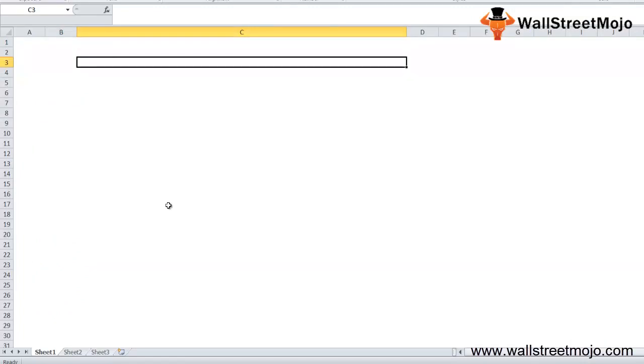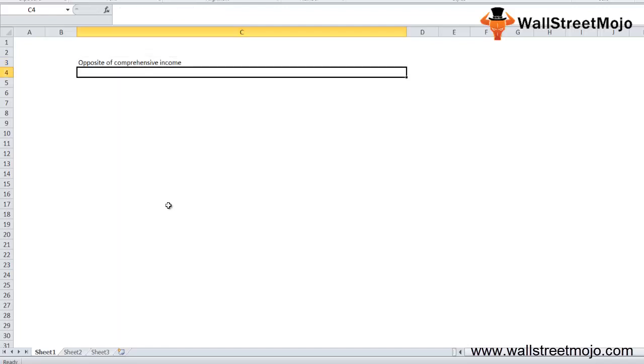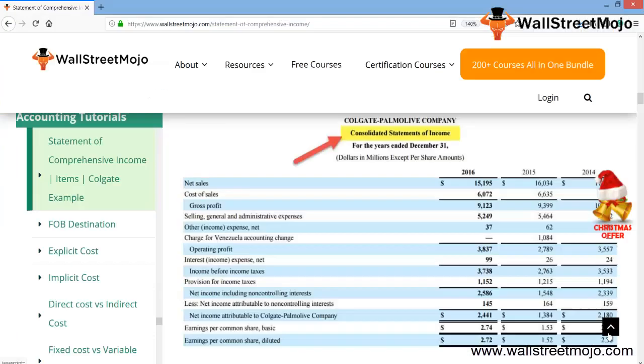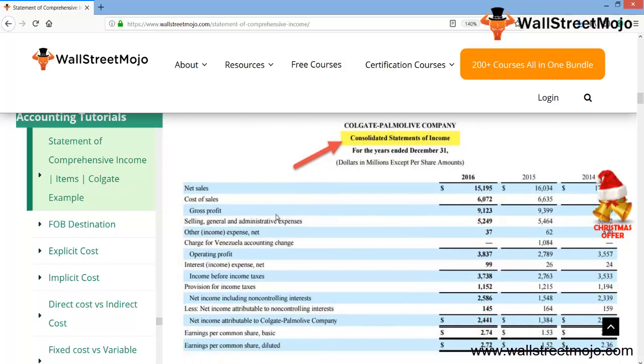To understand the consolidated statement of comprehensive income, first we need to pay heed to the opposite of comprehensive. The opposite of comprehensive income is narrowed down income, or income from what we call main operations. The Colgate extract is a snapshot of the consolidated income statement of Colgate, and what we note over here is that Colgate's net income, including the non-controlling interest, is 2586 million.